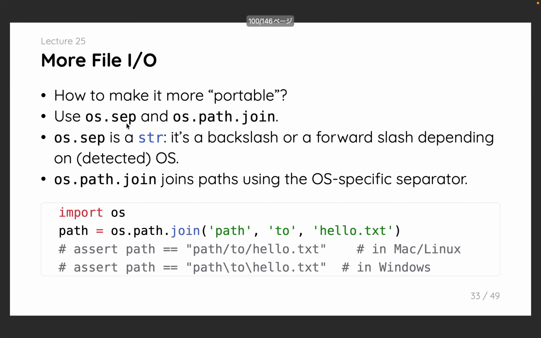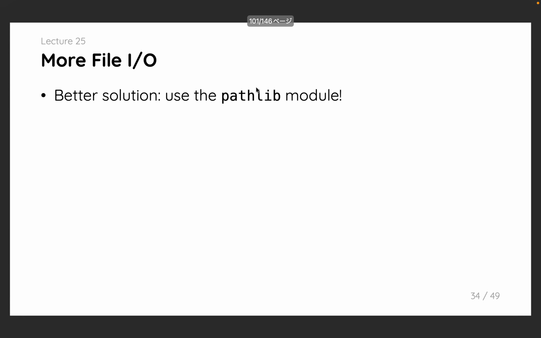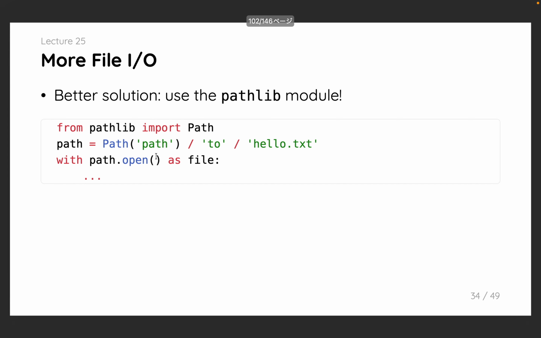Okay, so this is one solution that works, but a more modern solution is to use the pathlib module. The way that works is you import Path from pathlib, and here you make a path, then here you add slashes, essentially putting together the folder path, folder 2, as well as the file hello.txt. Then once you have that path, you can use it normally inside a with statement.